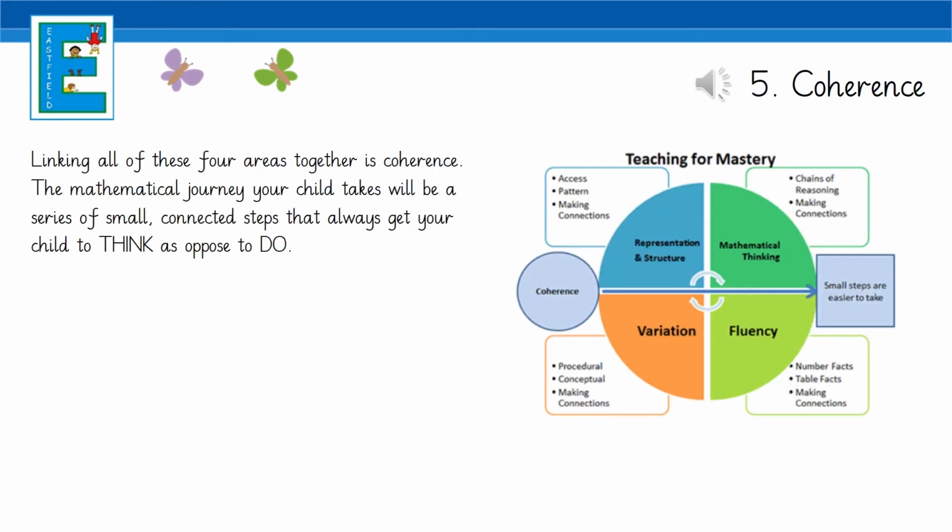Linking all of these 4 areas together is coherence. The mathematical journey your child takes at Eastfield will be a series of small connected steps that always get your child to think as opposed to do.